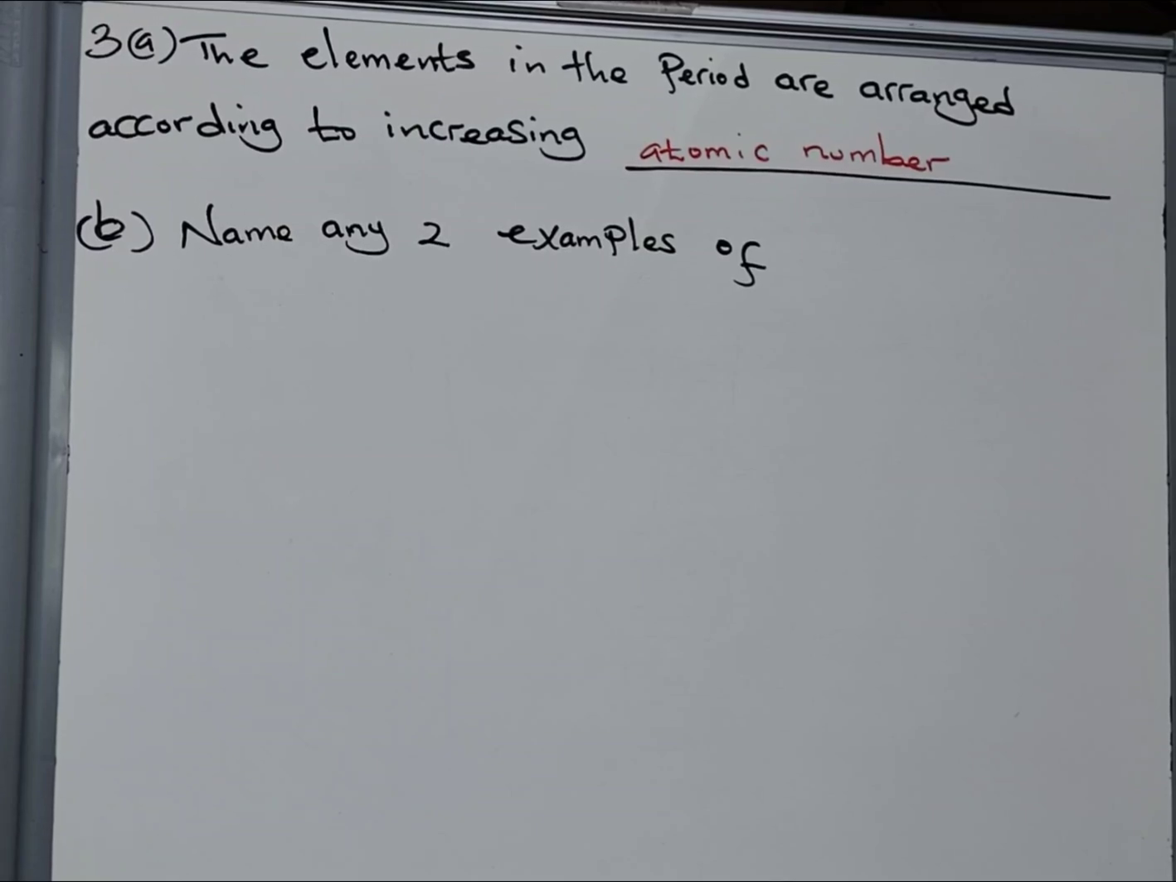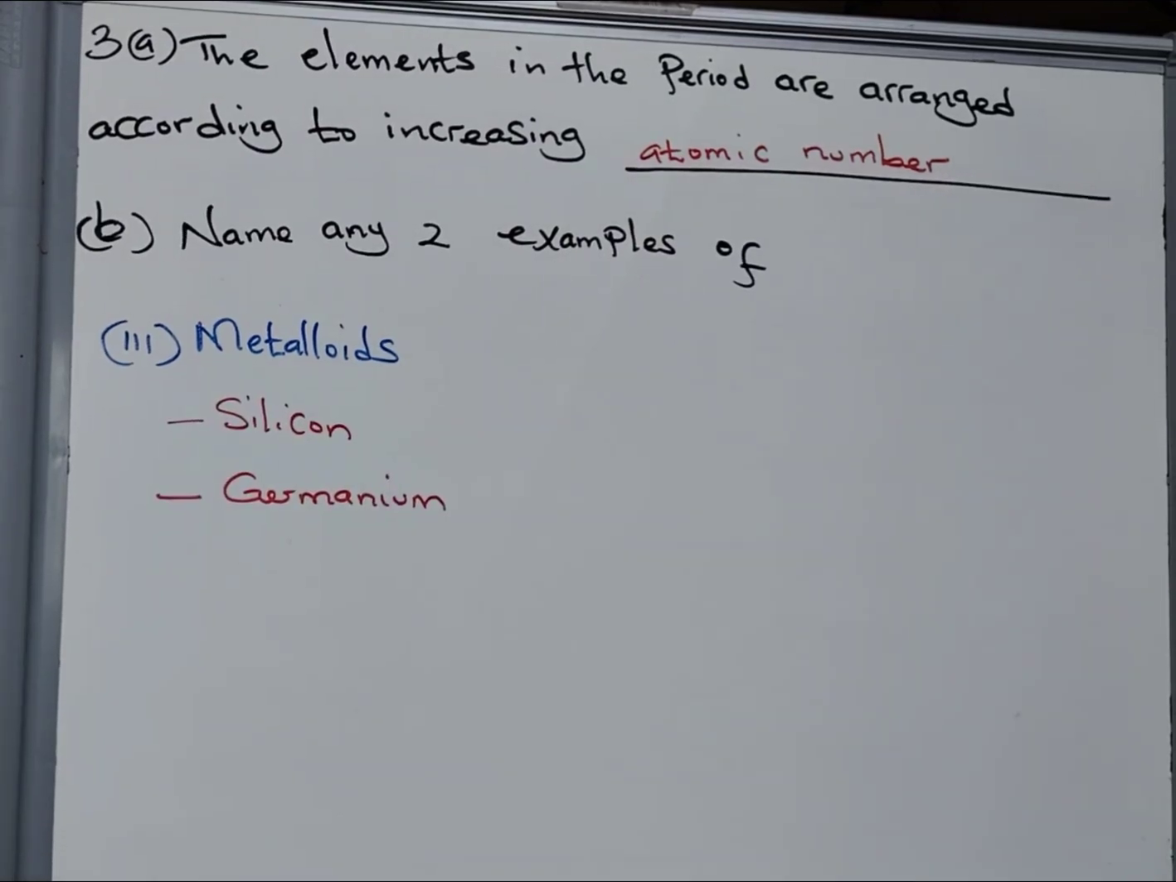So comes this question. It says that name any two examples of metalloids. The best examples here are silicon and germanium. Those are the most common ones. So that is that.